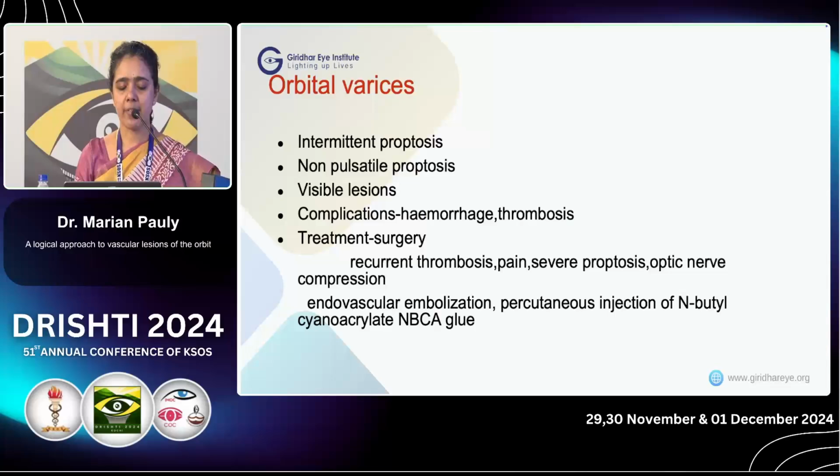Someday you can see visible lesions. The complications you can expect are that it can either bleed or thrombose. Thrombus is good, bleed might not be. So treatment is surgical excision assisted with glue, or endovascular embolization. Usually we do this when there is recurrent thrombosis, pain, severe proptosis and optic nerve compression.